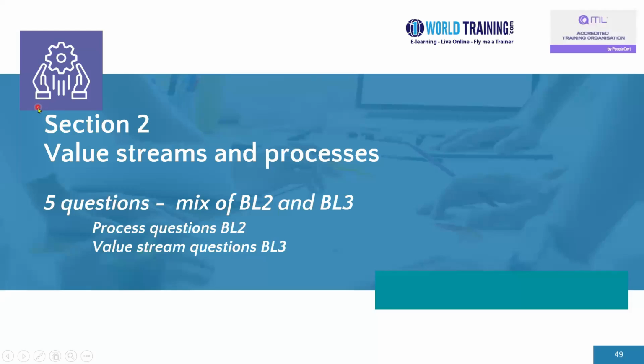Welcome to Section 2, the value streams and processes dimension of the monitoring and event management practice. In the exam of the 20 questions, 5 questions will be from this topic. These would be a mix of understanding and application questions. The process questions, if any, will be of the understanding type, and the value stream questions of the application type.